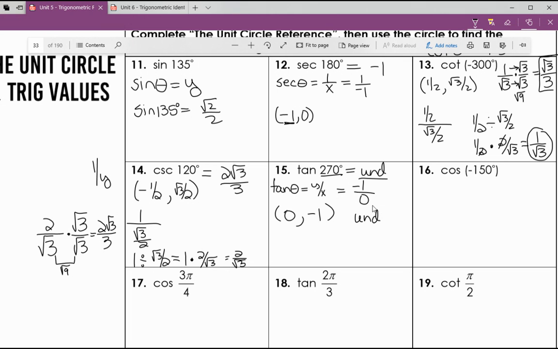And I told you that anything but sine and cosine could be undefined. And this is a situation where I end up with an undefined value.